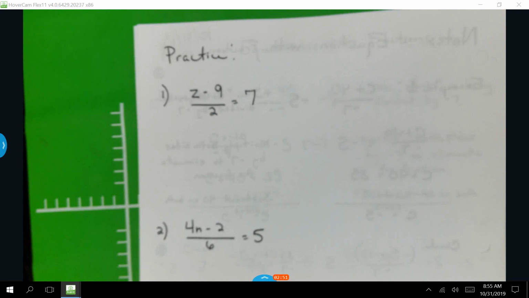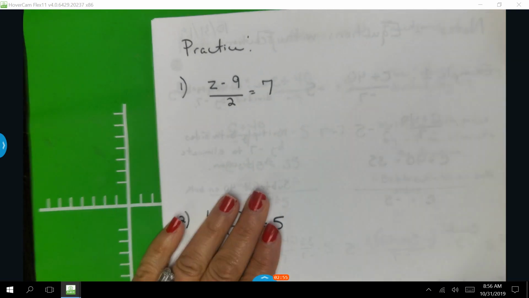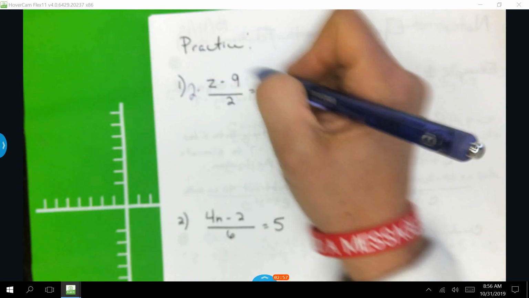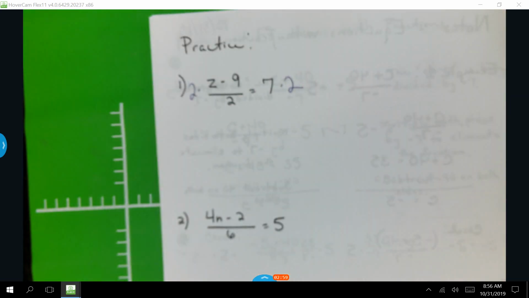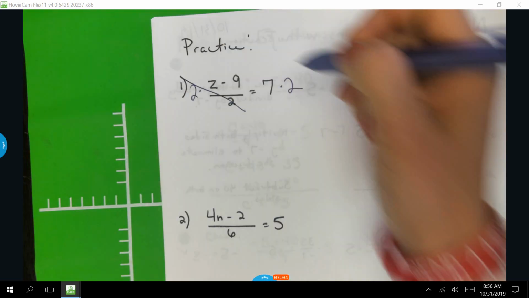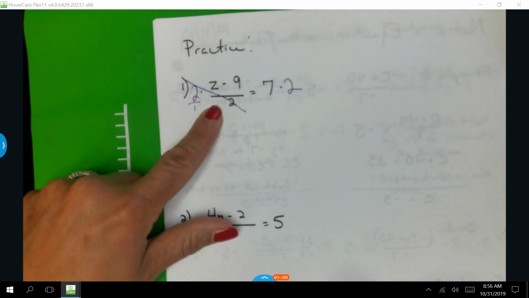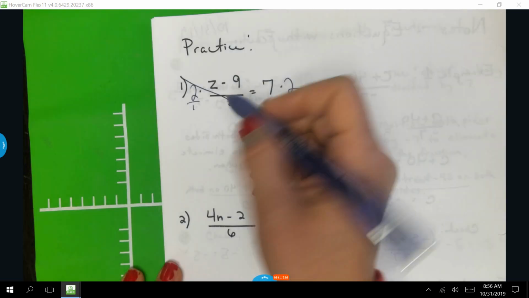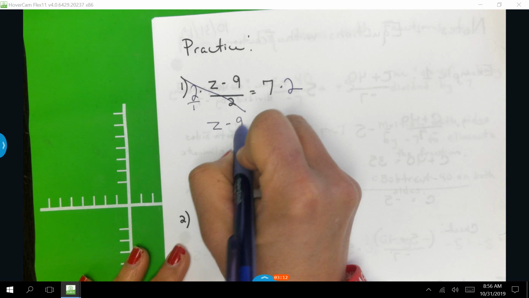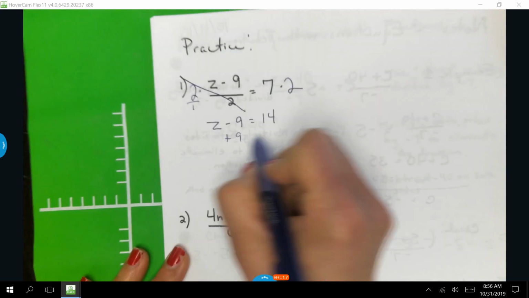So let's do some practice problems. What are we going to do first? Times 2. Yes, multiply by 2 on both sides. And again, what happens is it makes it cancel. It gets rid of it because 2 is like a 2 over 1, and that's the 2. So that cancels. You bring down z minus 9 equals 14, and then you just add.